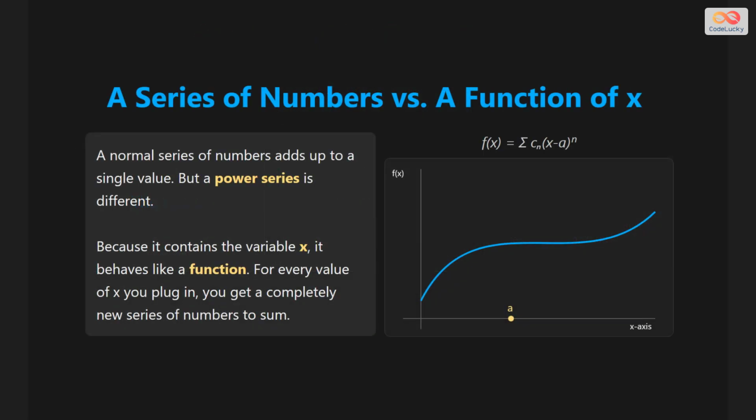Unlike a simple series of numbers that adds up to one fixed value, a power series is dynamic. It's a function. For each different value of x that you substitute into the formula, you get an entirely new series of numbers, which may or may not add up to a finite value. The power series, f of x, is defined by this summation.